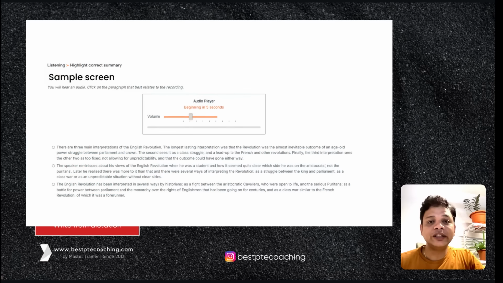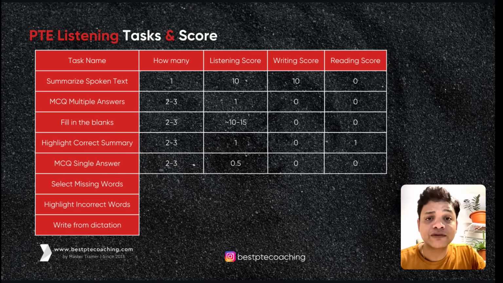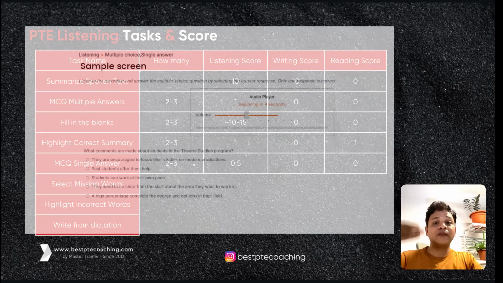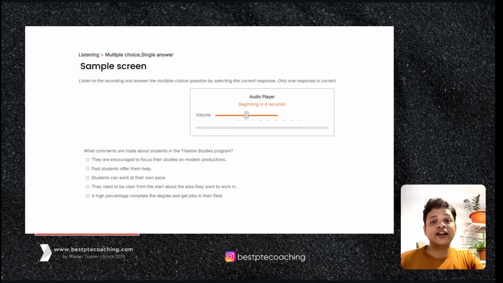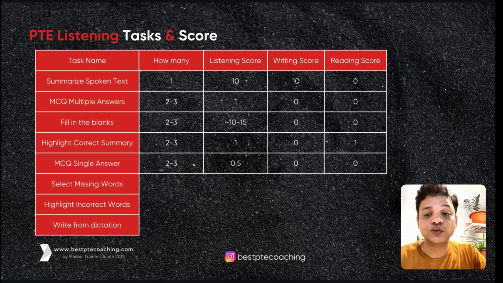Highlight correct summary. In this task, you will be identifying the correct summary for an audio. Basically, that's what you do. There will be 2 to 3 questions. The listening score is just 1 mark and the reading score is also 1 mark. Multiple choice question, single answer: again, by listening to an audio, you will identify the right option from the following choices. Half mark is the estimated score for that.